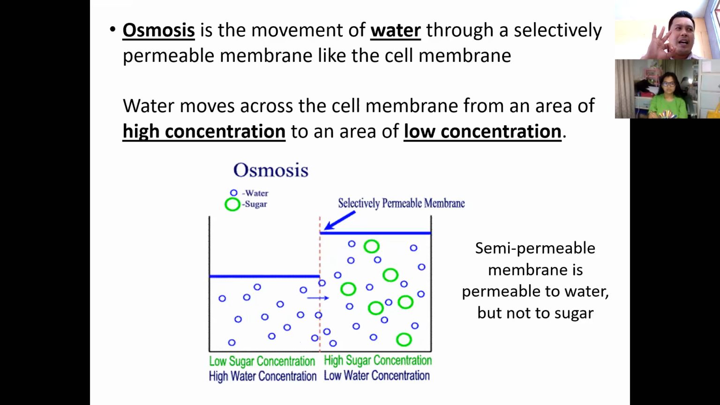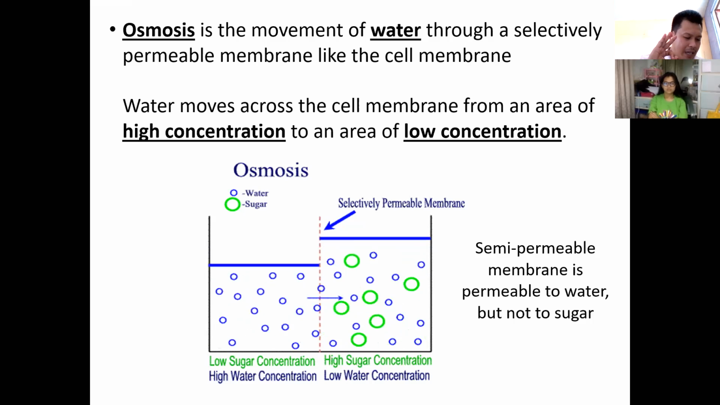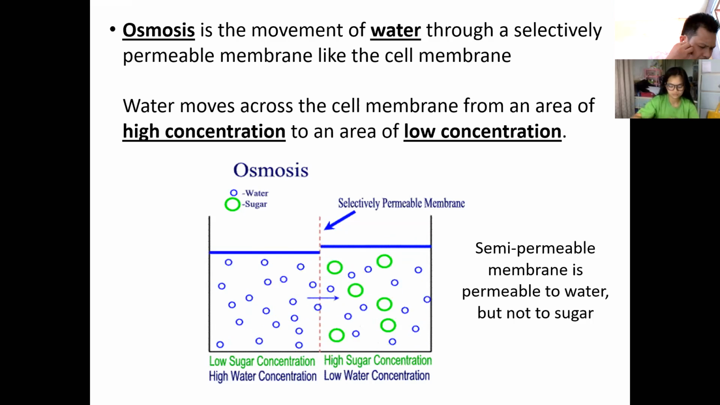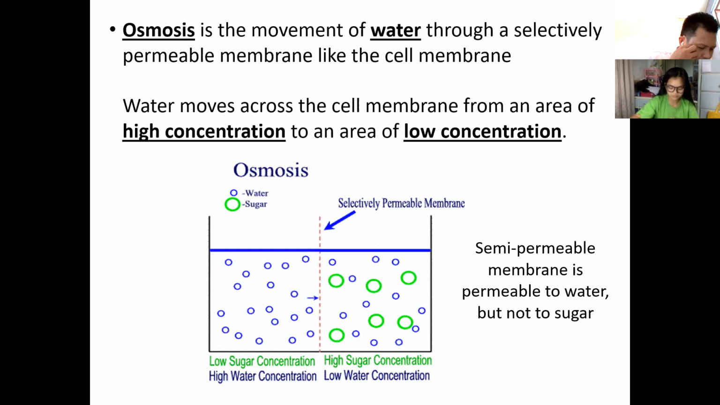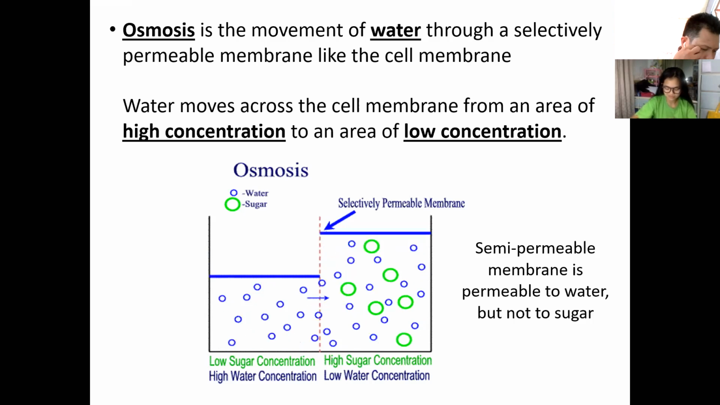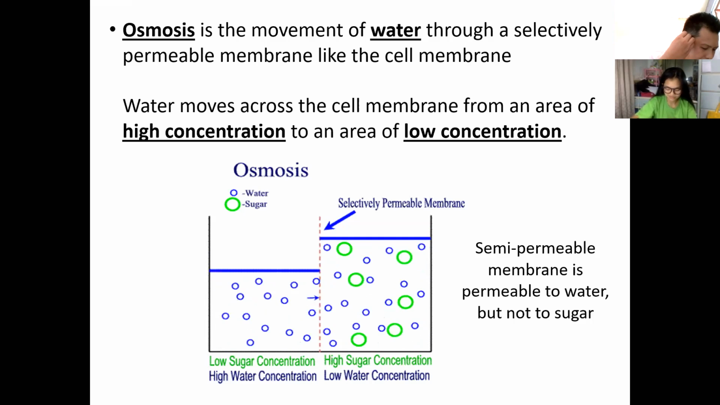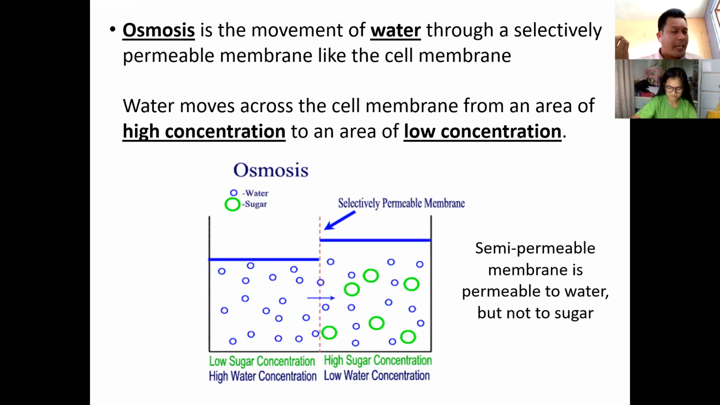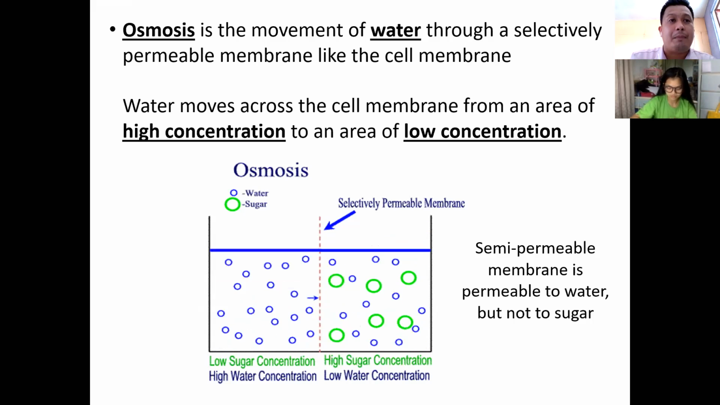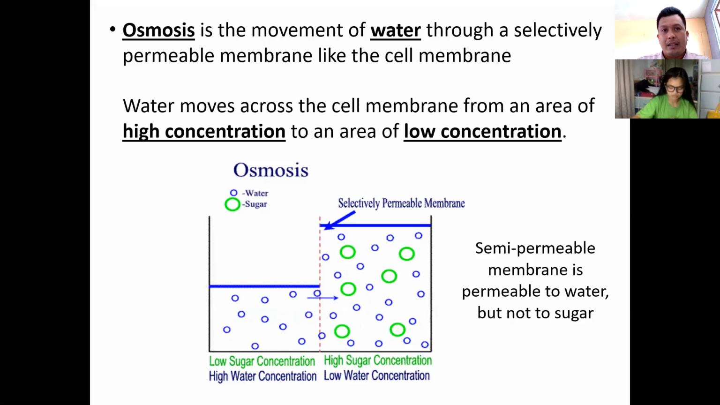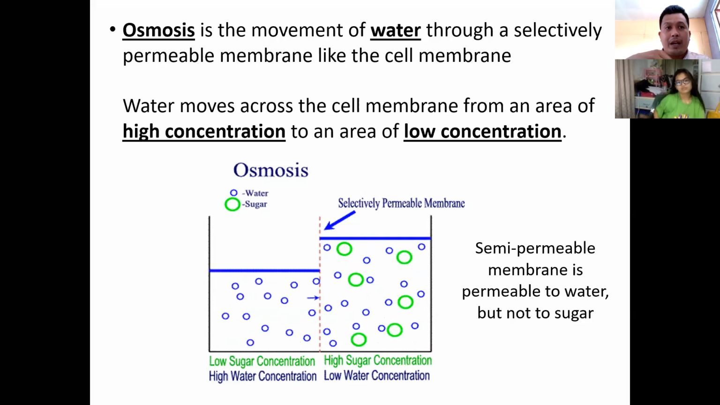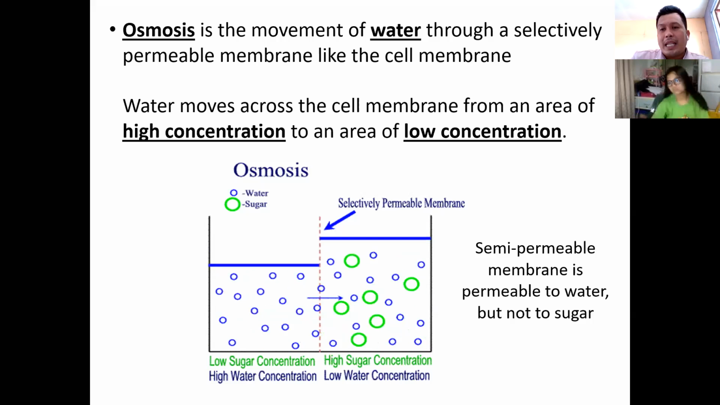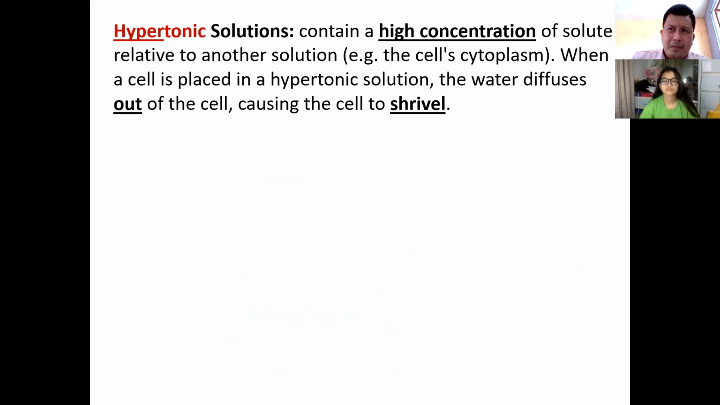There come three solutions, or there come three terms there in your book. In chemistry, a solution can be hypertonic, hypotonic, or isotonic, depending on the amount of water present in that cell. Since we're talking about the cell right now, we are going to focus on a cell. So what is a hypertonic solution then? Hypertonic solution means that the concentration is higher in the outside than the inside of the cell.